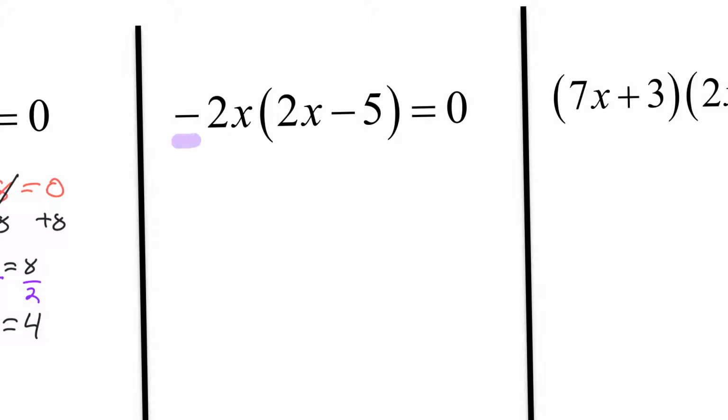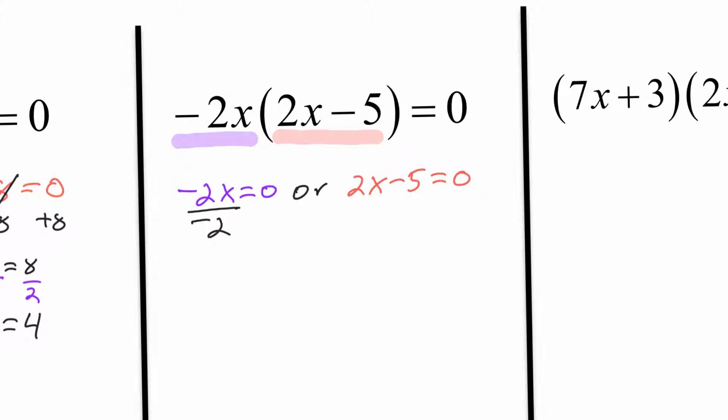So this one outside of the parentheses, first of all, I'm going to put that negative 2x equal to 0, or I'm going to take the one inside of the parentheses, 2x minus 5, and equal that to 0. So now you guys are going to solve. I'm going to divide by negative 2 right here. This turns into 1. Negative 2 divided by negative 2 is positive 1.